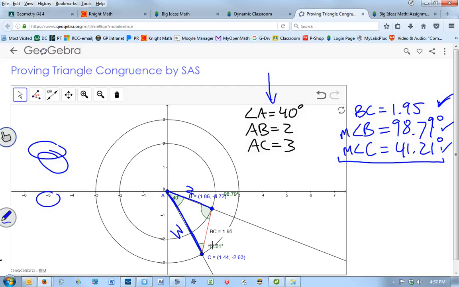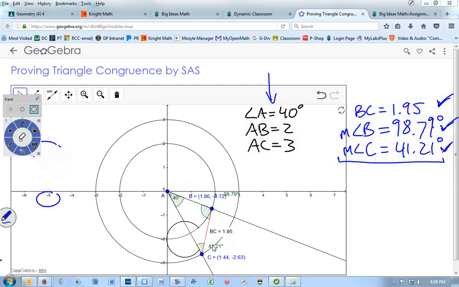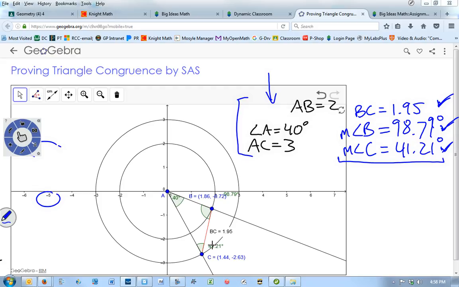It's 41.21 down here. Check. And the other angle, hiding in here somewhere, is going to be 98.78. Check. So it's exactly the same. So what does that mean? That means no matter where I build a triangle, if I have these 2 sides and an angle in between them, let me actually move this around because this angle is actually right in between these 2 sides.